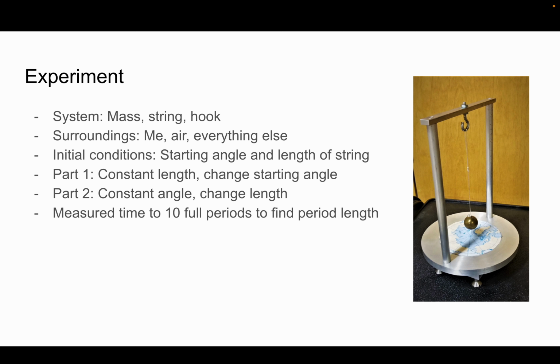For each trial, I measured the time for 10 full periods to reduce timing error, and then divided by 10 to find the period for one swing. This method gave us the period data I needed to compare my models.